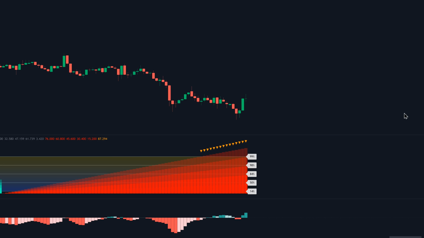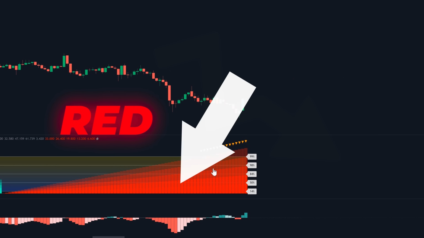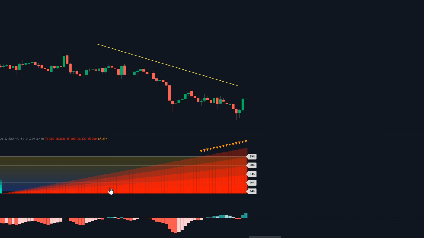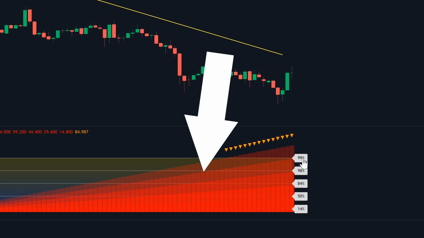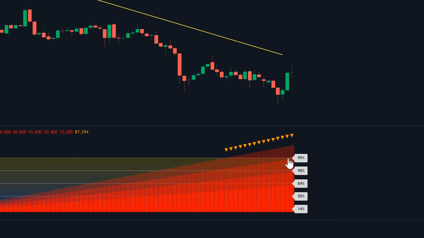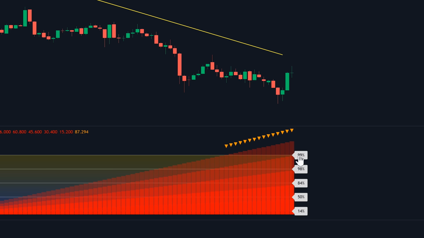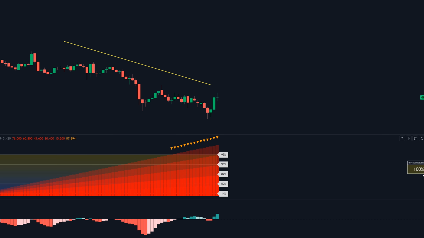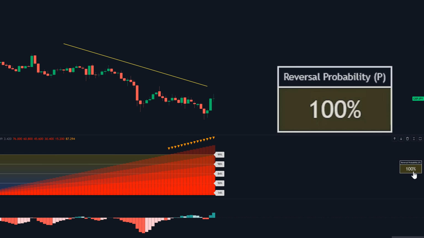Now, to give you a better understanding, here is another long position. As you can see, the trend was bearish, indicated by the red histogram on the trend reversal indicator. The bearish trend became overextended when the red histogram moved above the uppermost standard deviation level, showing over 99% probability of an upward reversal. At this point, the reversal probability table shows 100% chance of the price going up. Now remember, 100% doesn't mean it's guaranteed. It's just a statistical probability.